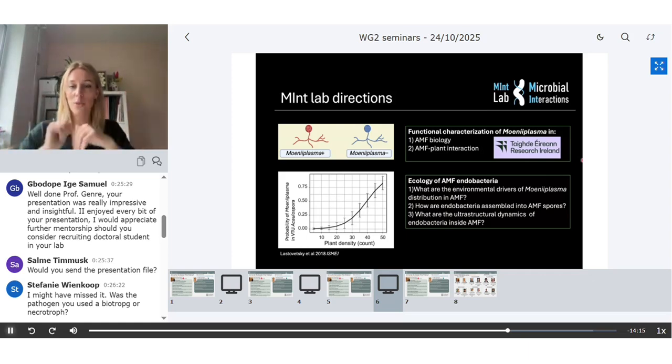Another question I want to address is how endobacteria are actually assembled into these AMF spores. Where did they come from? Did they come from soil? Did they come from the AMF hyphosphere, or maybe the root endosphere? And also, what are their ultrastructural dynamics inside AMF? So when an AMF spore that's full of these endobacteria germinates, where did the endobacteria go? Or how did they actually get assembled into new spores? Where did they come from?